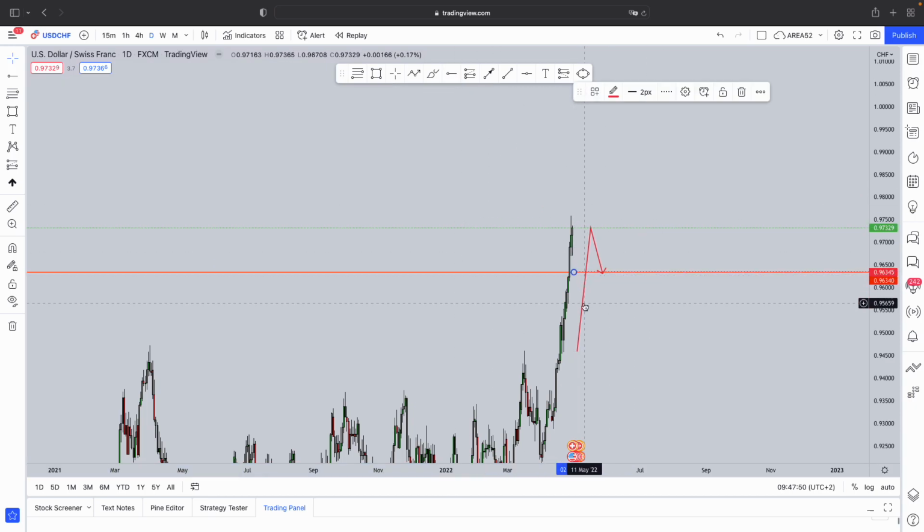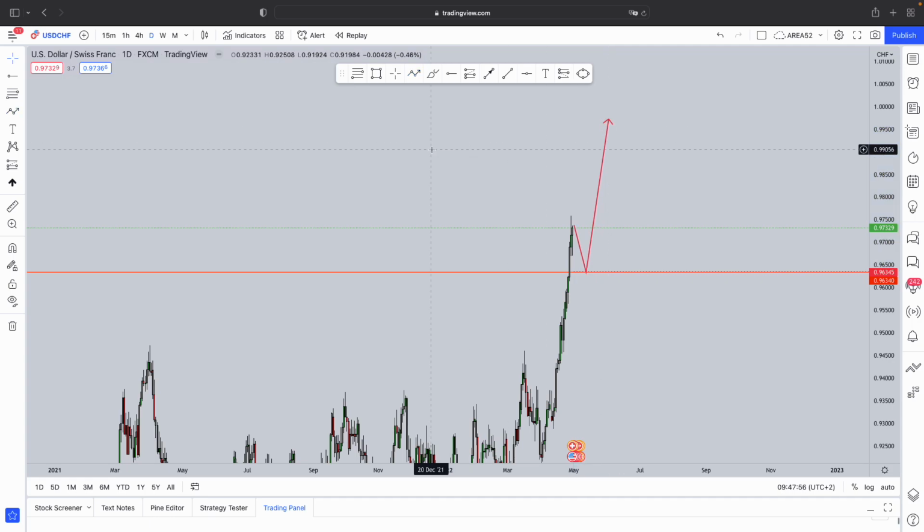And also a 0.32 pullback, which we are expecting from a dollar index perspective. Also going into next week, we can definitely expect this market to pull back slightly before the continuation to the upside there as well. Boom, let's do that.